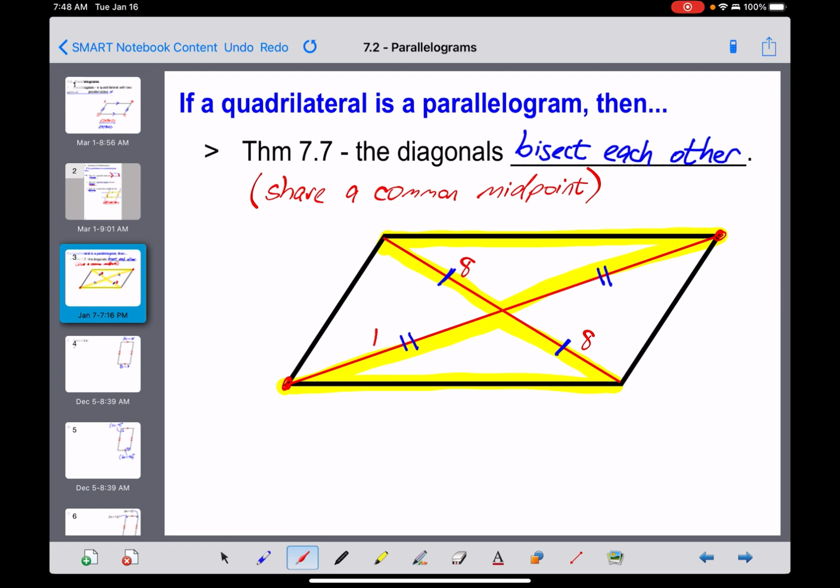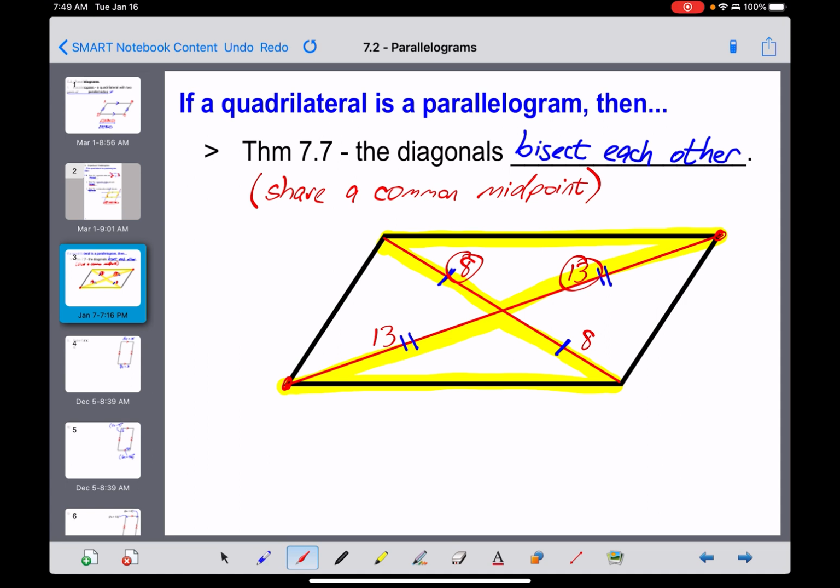This piece might have a length of, I don't know, 13. It looks longer than the 8 to me, and that would mean that this one would have to be 13 as well. But it is not the case that these two pieces have to be congruent to each other. In fact, if they are, you're dealing with a very specific type of parallelogram, but we'll get into that in a couple of sections, so we don't need to deal with that right now.